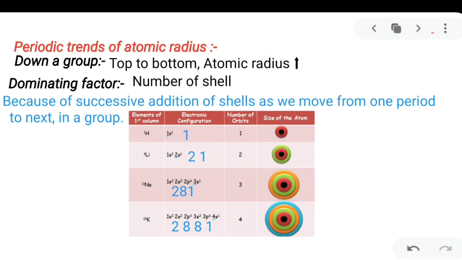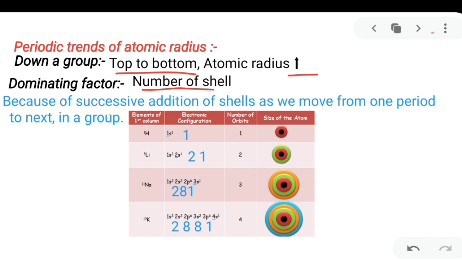When we move down a group, means when we move top to the bottom in a group, atomic radius increases because number of shells increases. Here, number of shells is a dominating factor because when we move top to bottom in a group, nuclear charge also increases along with the number of shells. But at the rate at which the number of shells increases, at the same rate the nuclear charge is not increasing. That's why the number of shells is here the dominating factor, and the atomic radius increase or decrease depends upon the number of shells.